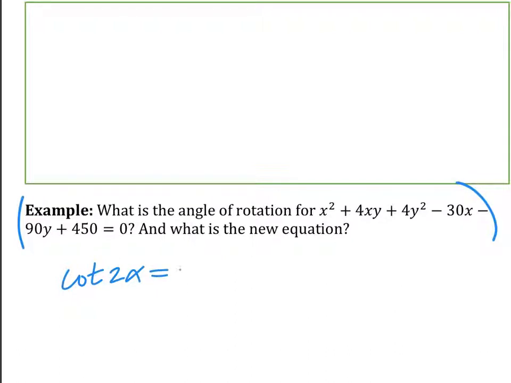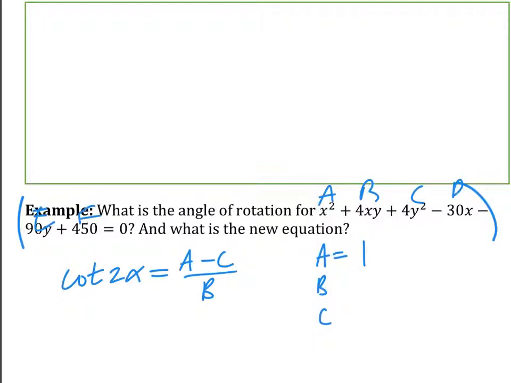is equal to A minus C over B. Now let's talk about ABC. What value is A? X squared? Oh, no. A has to be the number. ABC, they're all numbers. What's A? 1. Oh, 4. 1. Okay, so it goes A, B, C, D, E, F.